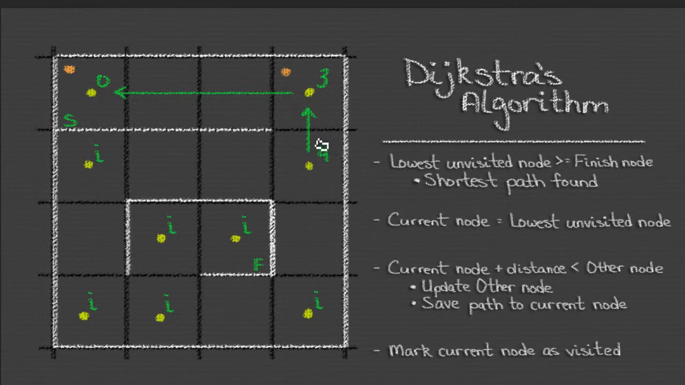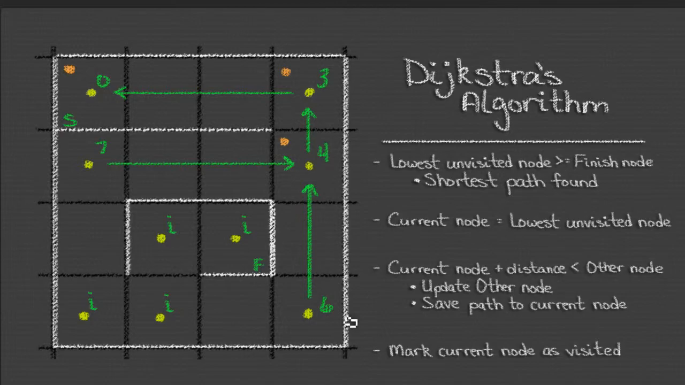Same check. Is the lowest number greater than or equal to infinity? No. So we're going to mark this as current. 4 plus 1, 2, 3 equals 7. 7 is less than infinity, so we're going to update that number to 7 and reference it back. 4 plus 1, 2 equals 6. 6 is less than infinity, so we're going to update that number and reference it back. And being that's all the nodes it's connected to, we can now mark this as visited.